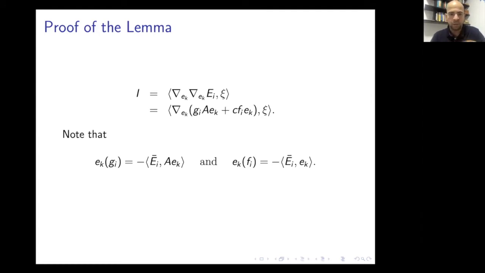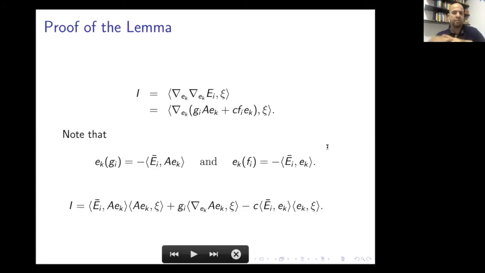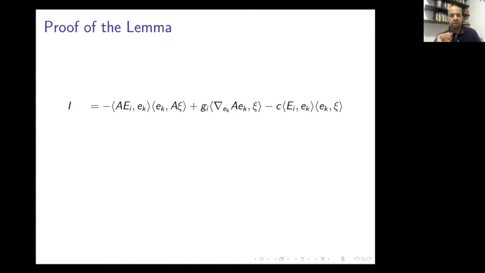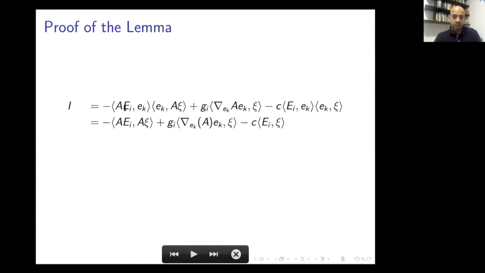So computing here and substituting these terms, we have these three terms, which I just repeat here. The first one is given by this. And recall again, we are summing over K. So this sum is just the inner product of minus A applied to EI with A applied to C.